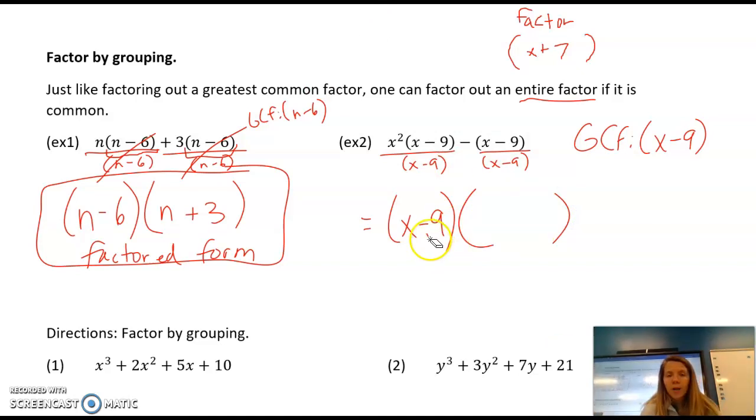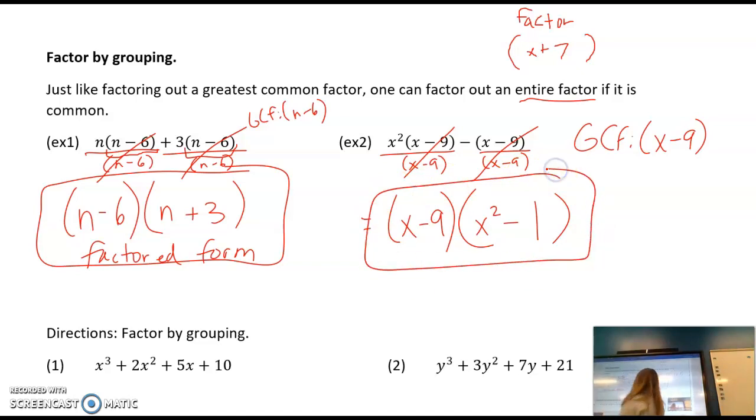So when I factor out x squared times x minus 9, and I divide it by x minus 9, I'm left with just x squared. And then x minus 9 over x minus 9 cancel, and I'm left with a minus. Well, what happens when you divide the same term by the same term? It gives you a 1, right? Because 4 divided by 4 is 1, 9 divided by 9 is 1. So the same factor divided by itself is 1. And there we go.